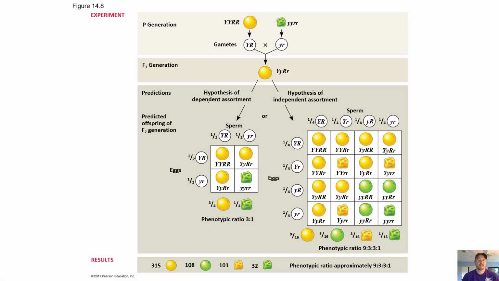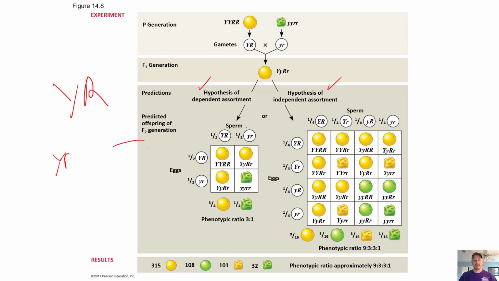So he has a couple of hypotheses, as we see here. One is dependent assortment. The other is independent assortment. Those are the hypotheses, and then he has his predictions, what he would see if those hypotheses are correct. Now, dependent assortment means that dominant traits are inherited together. So big Y and big R would always be inherited together, and little y and little r would be inherited together. So in that case, this organism could only make big Y, big R sperm and little y, little r sperm.